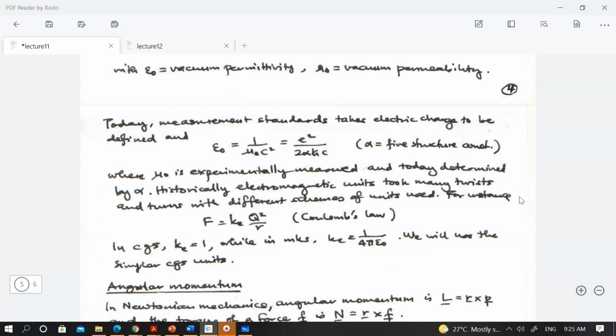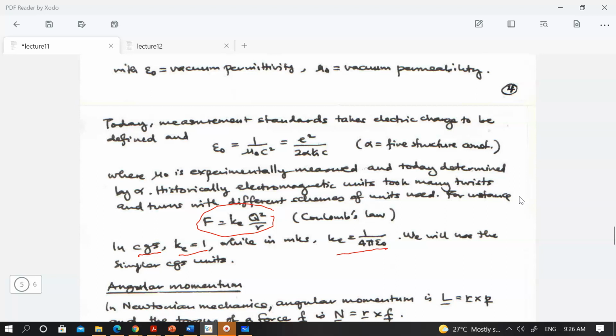Let me just say that in terms of electromagnetism, there is confusion of units. For example, in this particular case, you have your Coulomb's law given by this kind of equation. Your K is essentially like a coupling constant that couples the charges together, and this K depends on the units adopted. In CGS, which is centimeter, gram, and second, your K is set equal to 1.